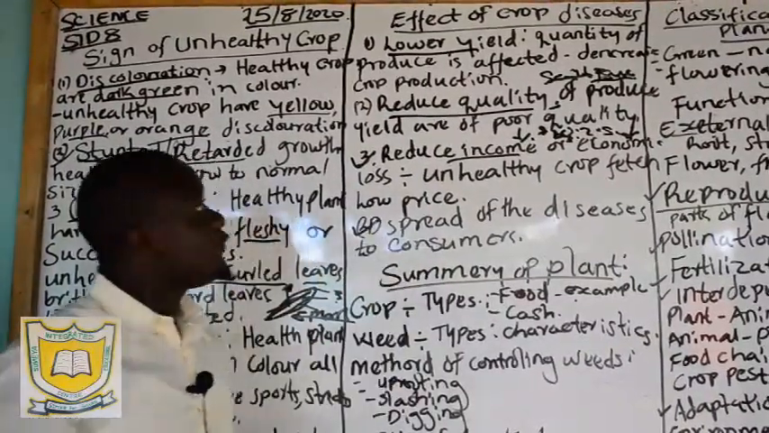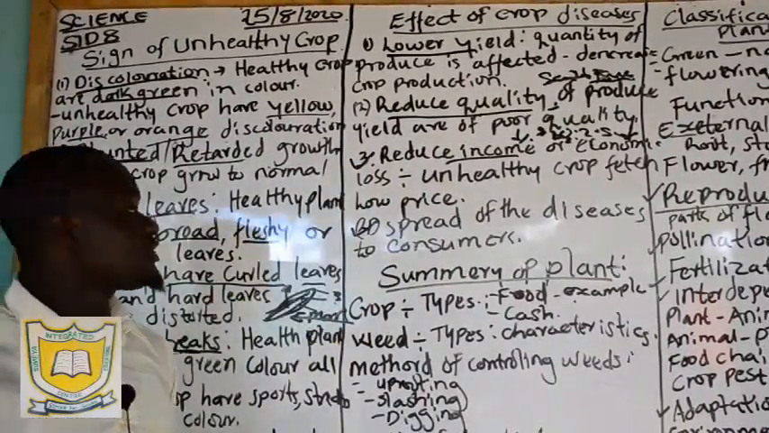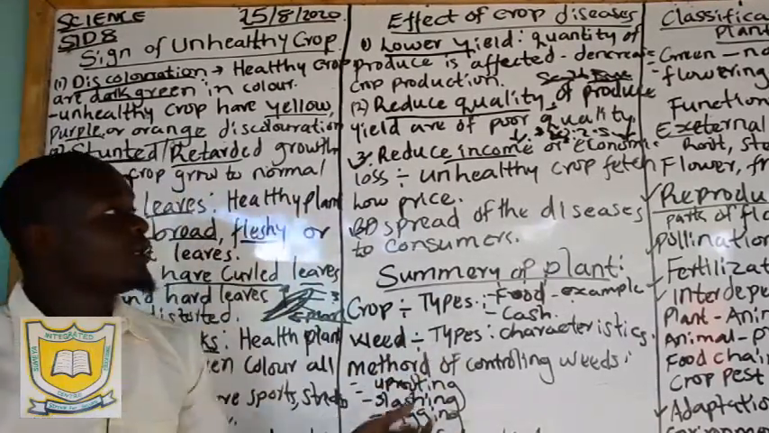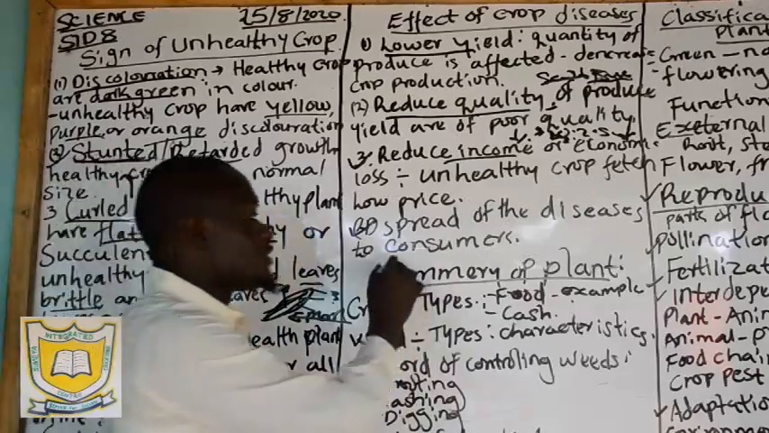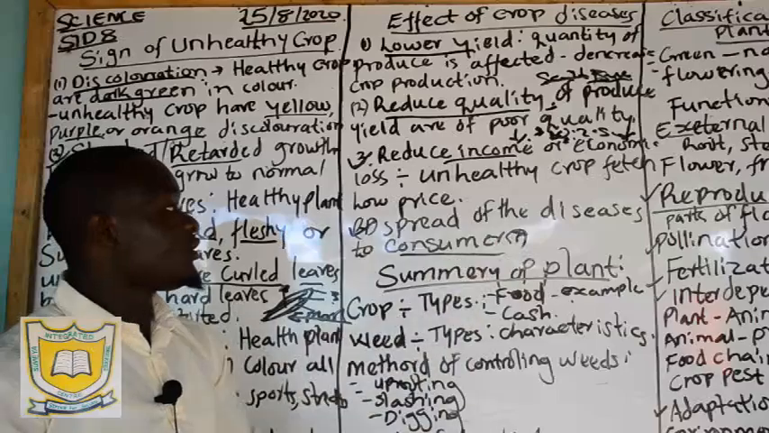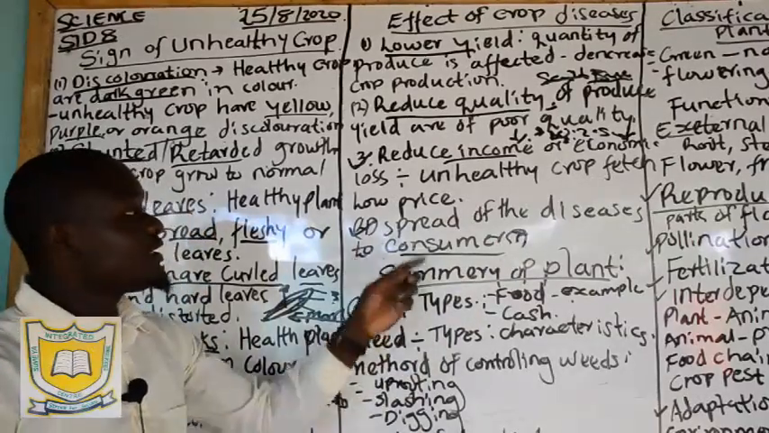Number 4, the effects of diseases in crops: there is now the spread of diseases to the consumers. Consumers, we say they are either animals, and other consumers, we say there are primary, secondary, and also we have tertiary. Now there is that spread of disease.